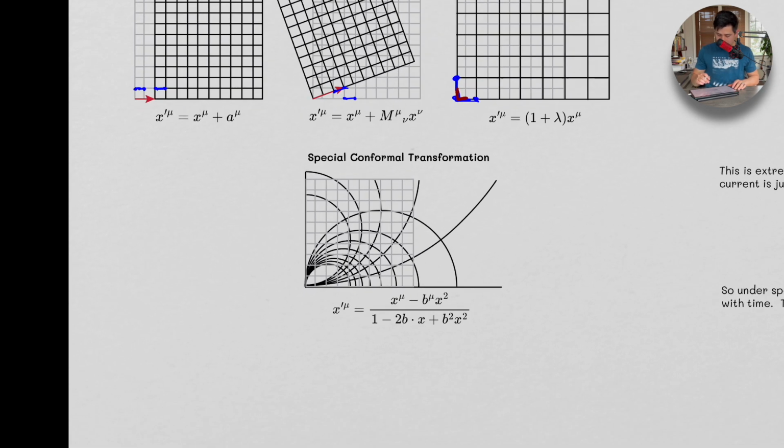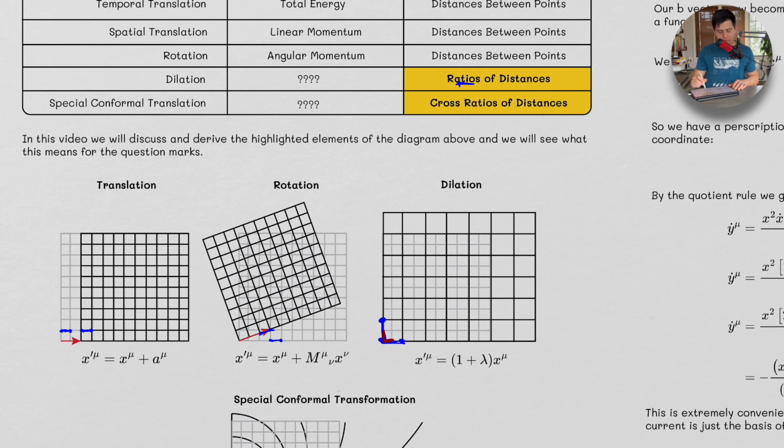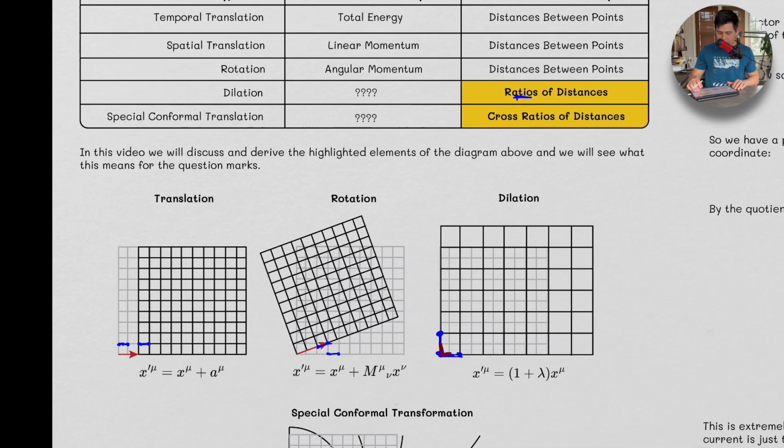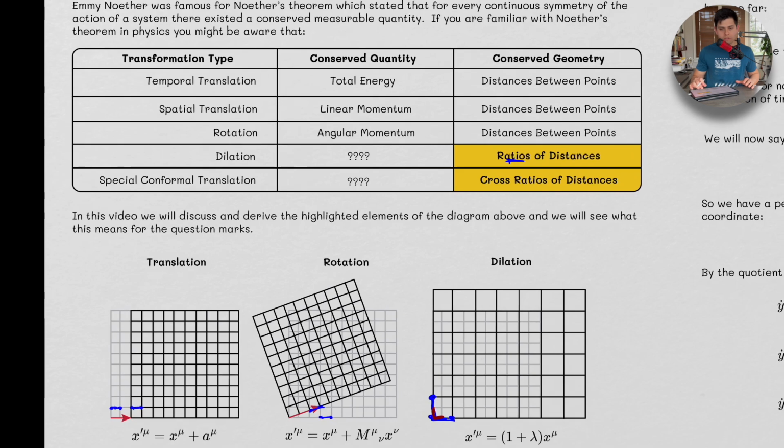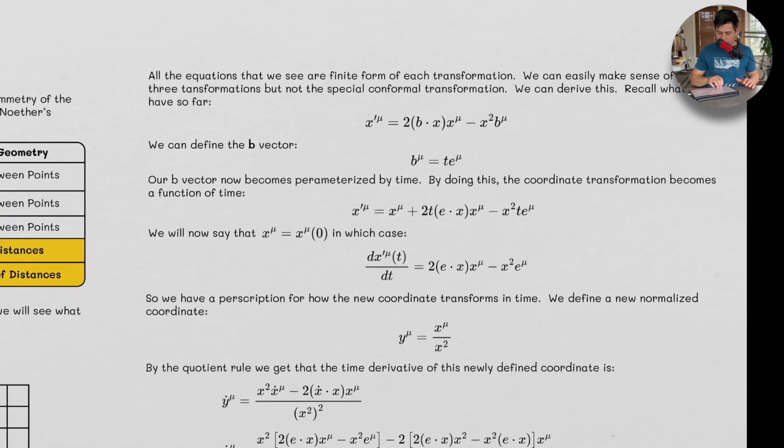Okay? The answer to this is going to be cross ratios of distances, and we'll get to that in a bit. These cross ratios are also sometimes called anharmonic ratios. So let's go ahead and get started now. So we're set up now to undergo this momentous task of trying to understand the dilations and special conformal transformations in terms of geometry.